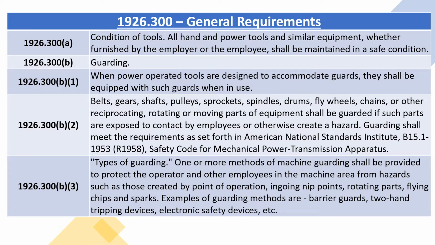1926.300 (b)(3) Types of guarding. One or more methods of machine guarding shall be provided to protect the operator and other employees in the machine area from hazards such as those created by point of operation, ingoing nip points, rotating parts, flying chips and sparks. Examples of guarding methods are barrier guards, two-hand tripping devices, electronic safety devices, etc.